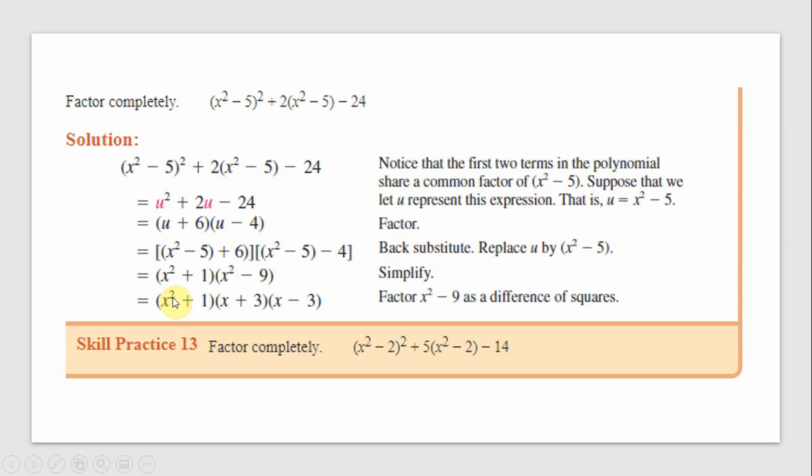This one, I've got the sum of two squares. I can't do anything with that, but this one I can. The difference of two squares: x plus 3, x minus 3.